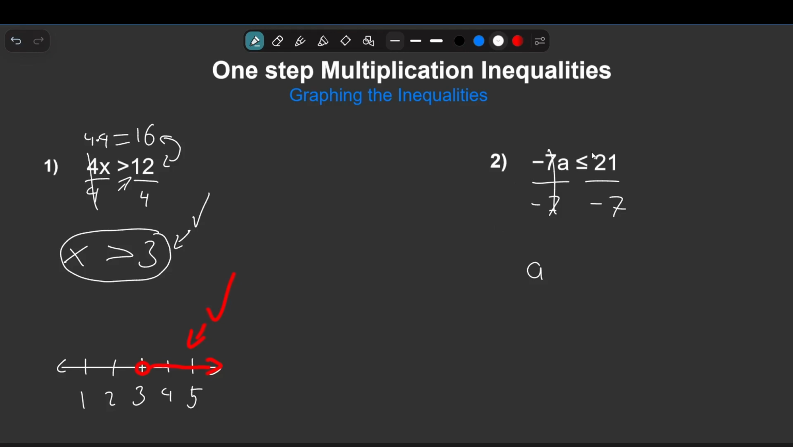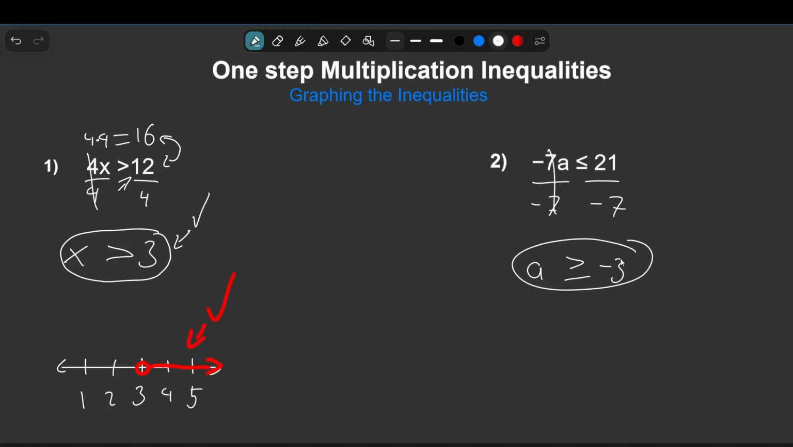In this case, we have less than or equal to, but we are going to flip it to greater than or equal to. So now we have 21 divided by minus 7. 21 divided by minus 7 will equal minus 3, like this. So this will be our final answer.